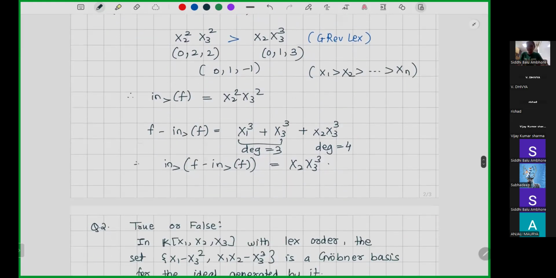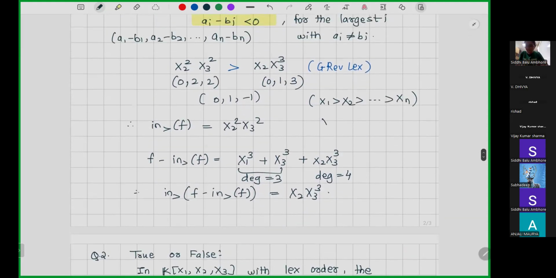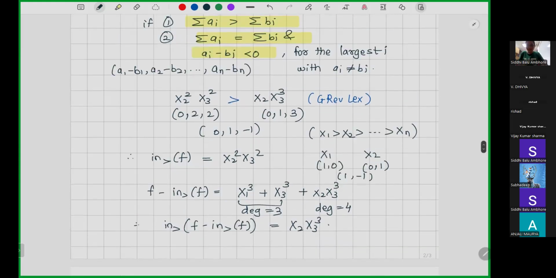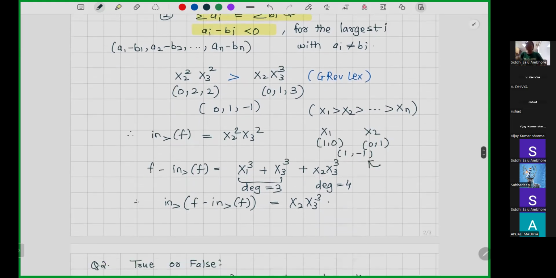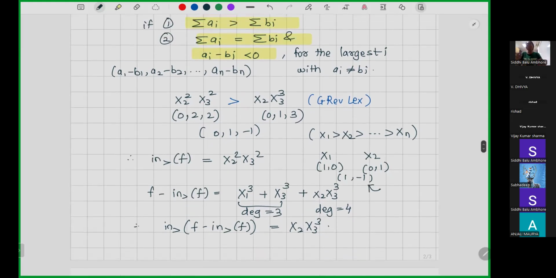Okay, because see, when I do this, x1 is what? 1, 0. We are comparing two, and x2 is what? 0, 1. When I compare them, it is 1 minus 1. And as per the definition, ai minus bi is less than 0 for the highest, largest index. So x1 is anyway greater than xn.